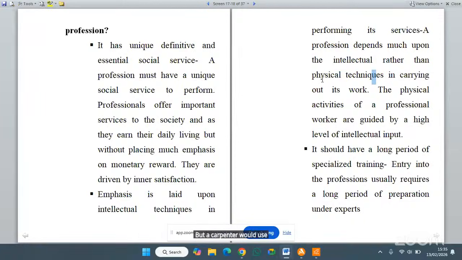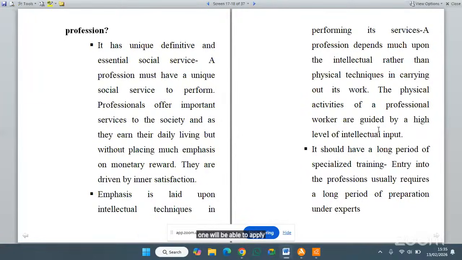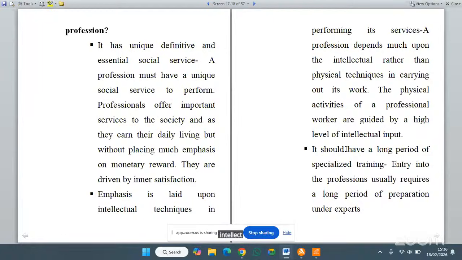So you find that a lawyer uses, an economist uses their intellect, but a carpenter will use their physique to carry out work. A teacher will apply their intellect in carrying out their work, but a butcher will be able to apply the physique. So you find that kind of difference. A professional applies intellect in their service.